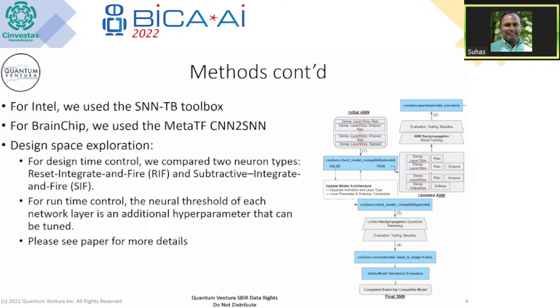There's also design time control, where you can have two different neuron types. In this case, we looked at the reset integrate and fire model and the subtractive integrate and fire model.